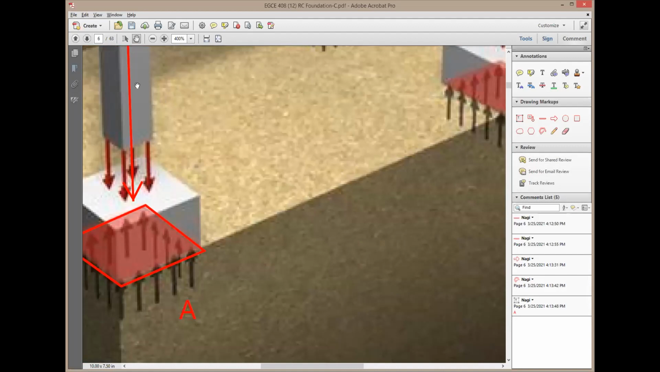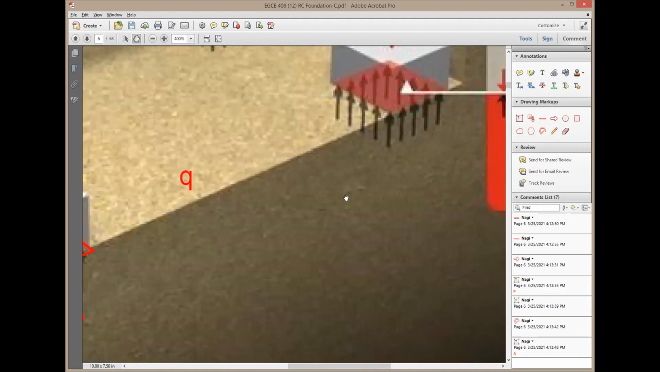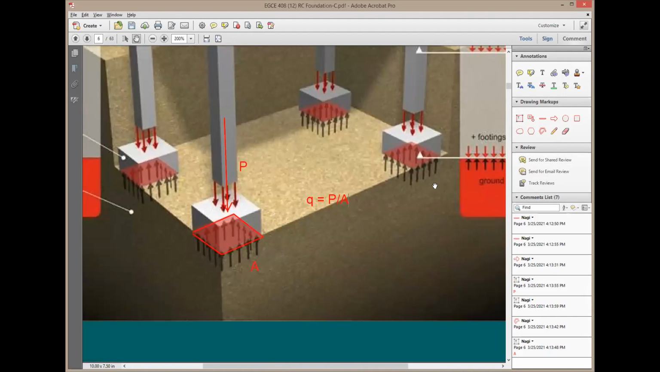So I'm going to say A is going to be the contact area, right? And P is going to be the axial load. So I'm going to say the stress right below the footing, I'm going to call the stress Q, equals P divided by A. This is going to be the actual stress below the footing. It is not a soil property.